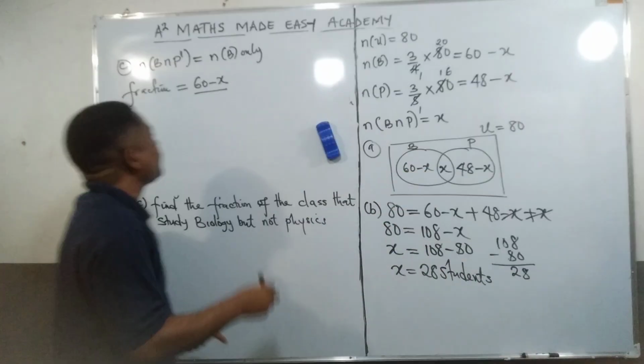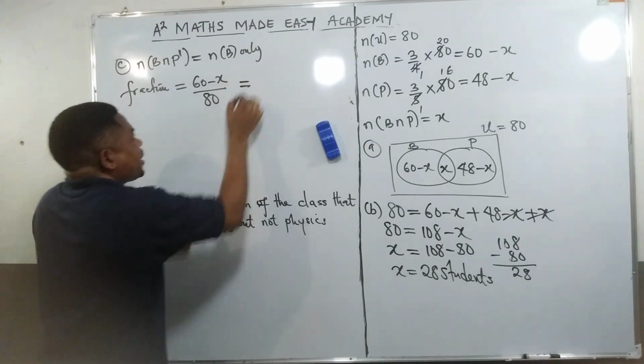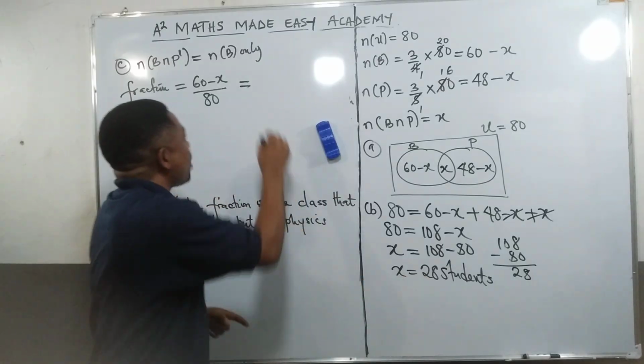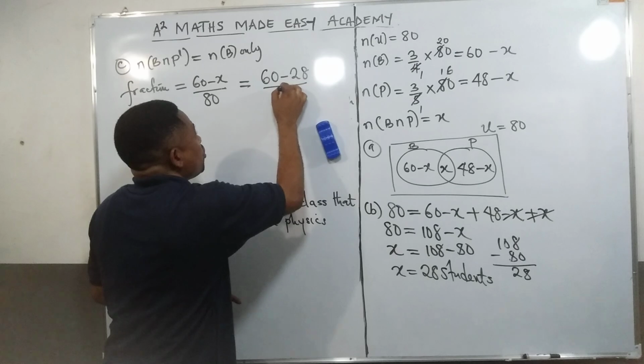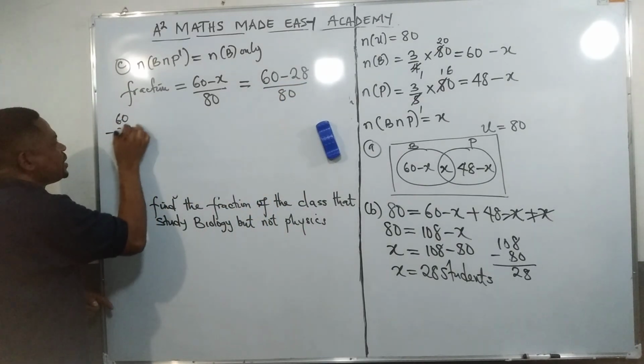I will now introduce 60 minus x divided by the universal set, because we're talking about the fraction of it. So the universal set is what? 80. Then can we now move ahead? You can agree with me that the value of x is already known. What is it? 28. I will now substitute to have 60 minus 28 all over 80.